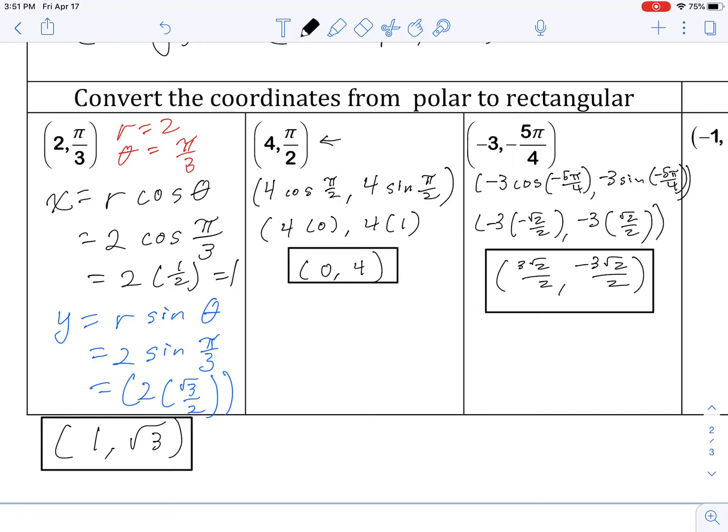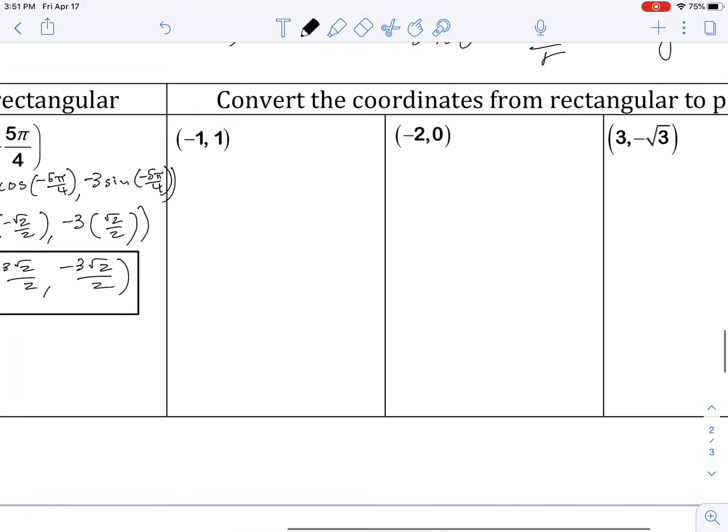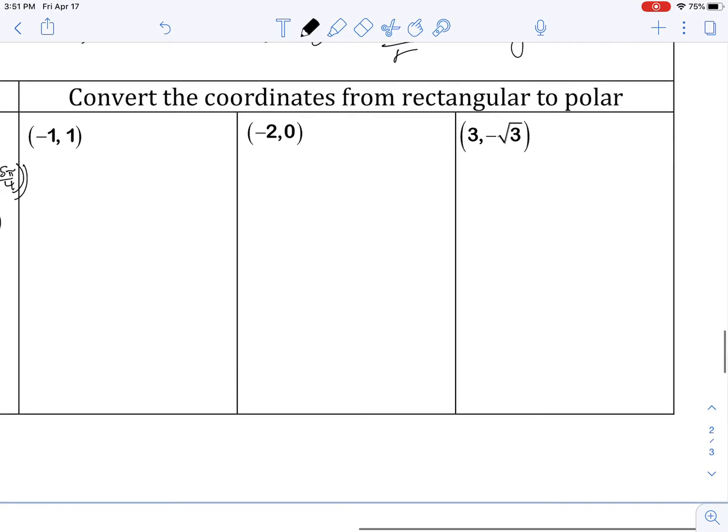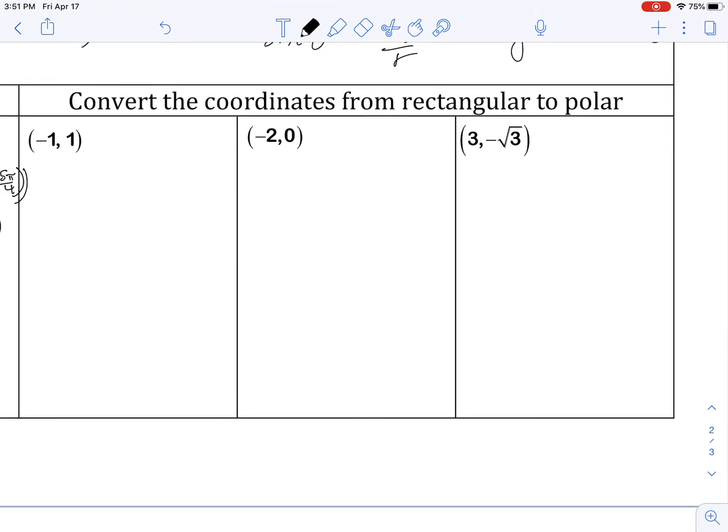All right. Now let's try going the other way. Let's go from rectangular to polar coordinates. So this time we are given our x and our y value, and we're trying to figure out our r and our theta from this. So first off, let's try to figure out our r. We know our r is going to be the square root of x squared plus y squared. And again, reference your notes from above.